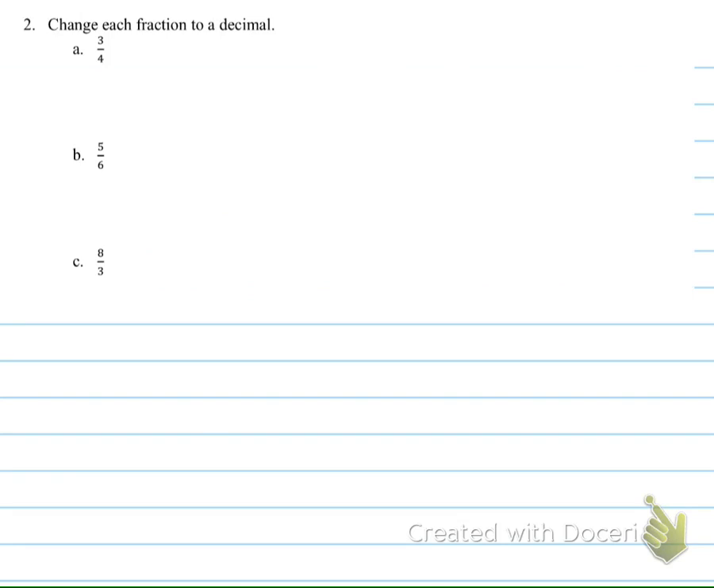Okay, now you're going to change each of these fractions into a decimal, and there's going to be a question that you have to answer again, so I'm going to pause.